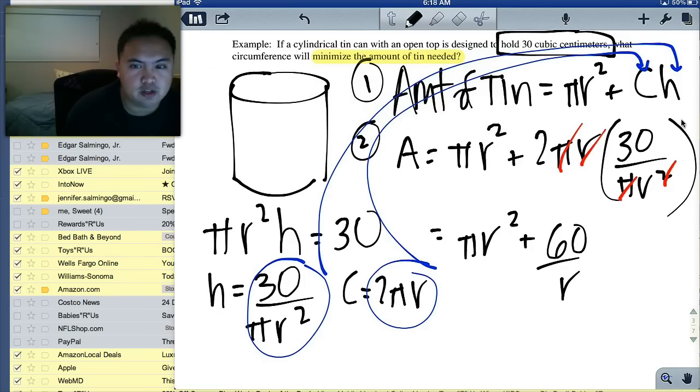Now, we can do the maximization part, but we'll save that for later. What I'm trying to say is you're going to take this and take the derivative, set it equal to 0, and then find out where the maximum or minimum is. So that's how you solve these problems.